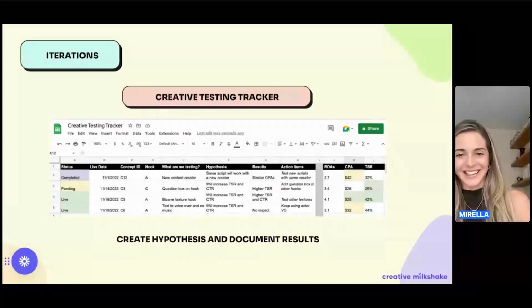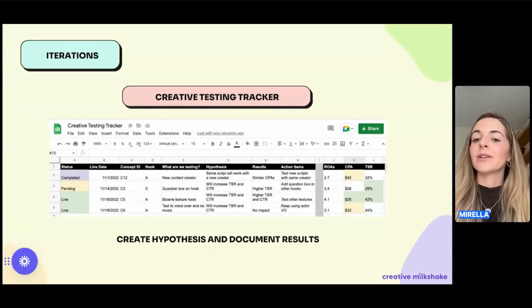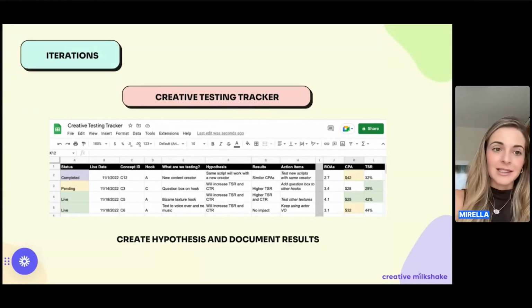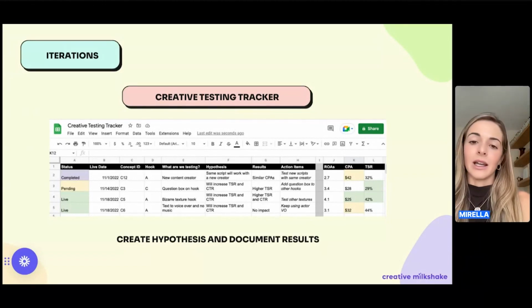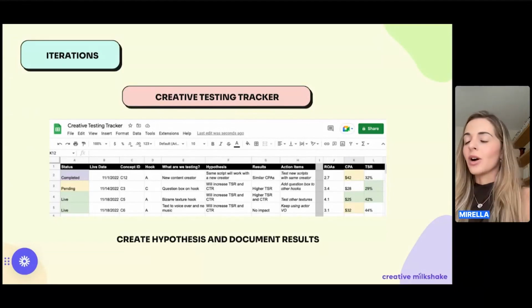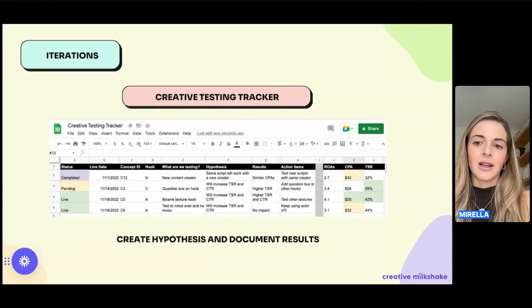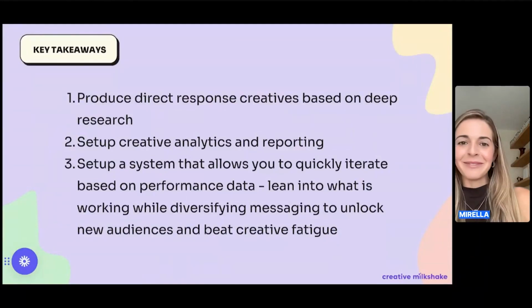And most importantly, having a creative testing tracker. This is where you create your hypotheses and you document your results. Otherwise, it's just a big waste of time and effort if you are not tracking what messaging, what hook, what ad type is working. This is just a super simple example of one, but having anything similar to this is key to keep track of your learnings. So that was it. I think I'm on time.